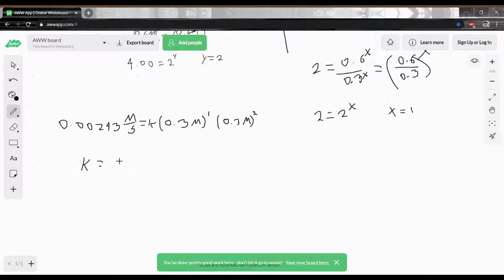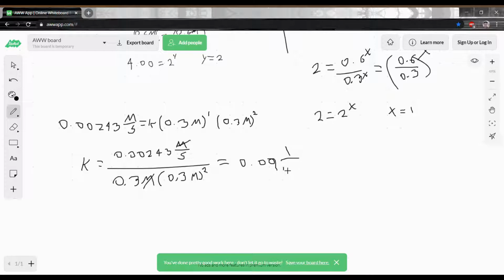Rearranging this, we're going to have 0.00243 molarity per second over 0.3 molarity times 0.3 molarity squared. We'll cancel out the molarity on the top and bottom. That is going to give us a value of 0.09 per molarity squared second.